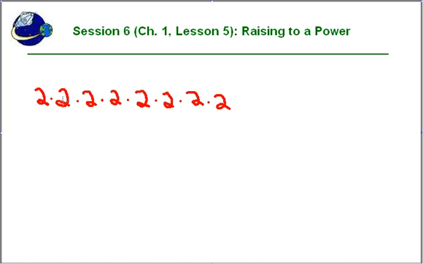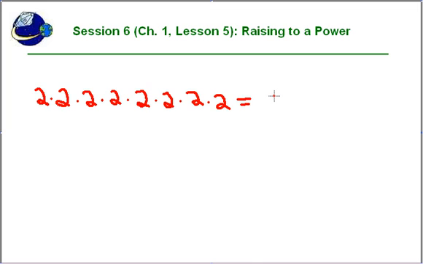Here we have 2 times 2 times 2 times 2 times 2 times 2 times 2 times 2. 2 is a factor 8 different times here. Well, in algebra and math, there's a shorthand way of writing this. When you have the same number being multiplied by itself, you can write that as a shorthand using what's called an exponent.